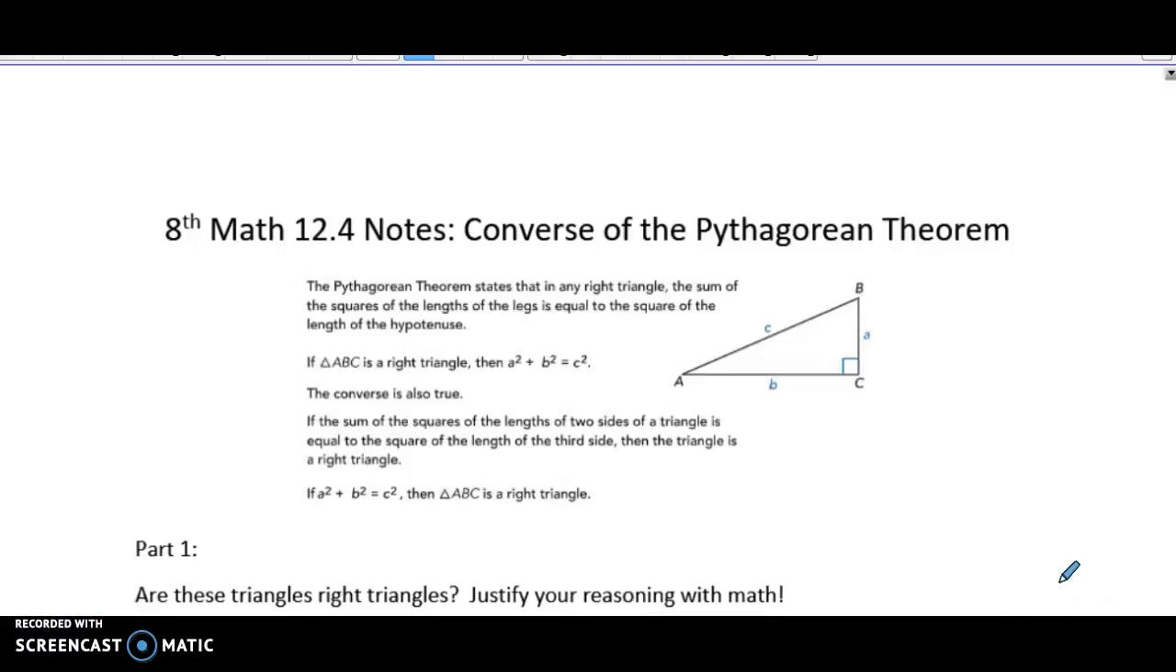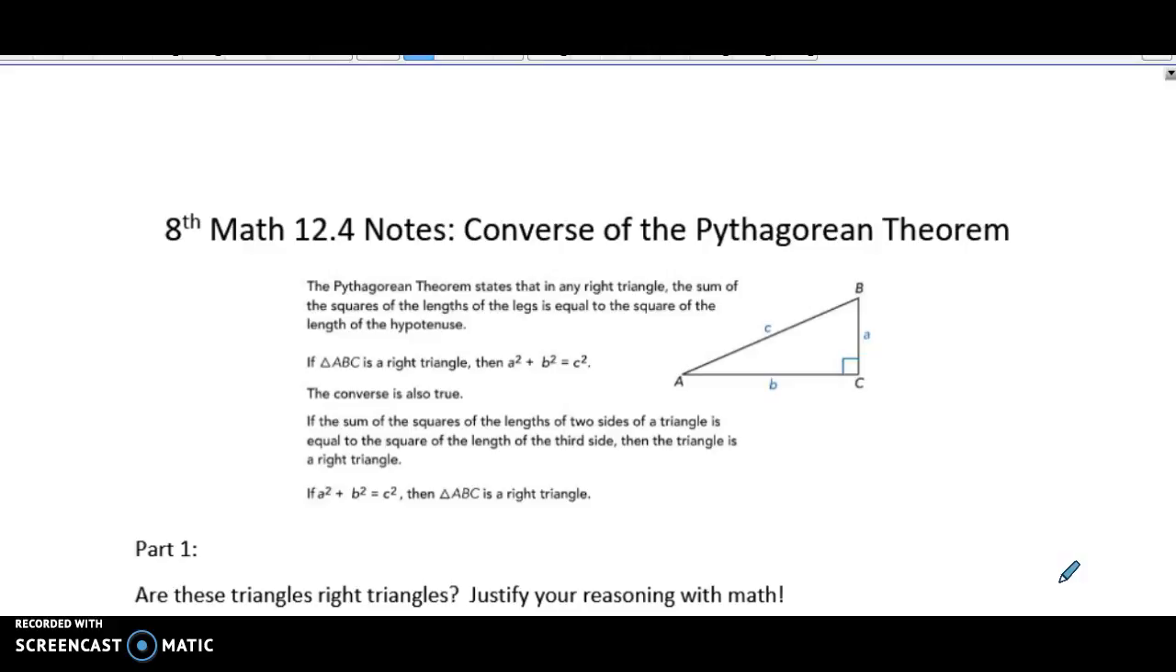All right, 8th grade math, we are doing 12.4 today, the converse of the Pythagorean theorem. The good news is the Pythagorean theorem stays the same. It's just a different way of using it, but I think you'll find it very intuitive. It will be logical and make sense to you.